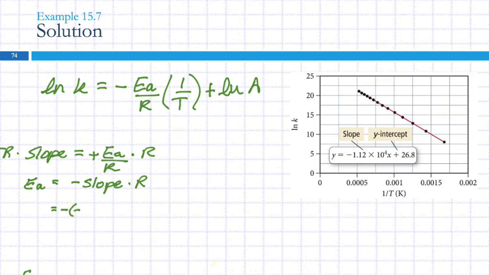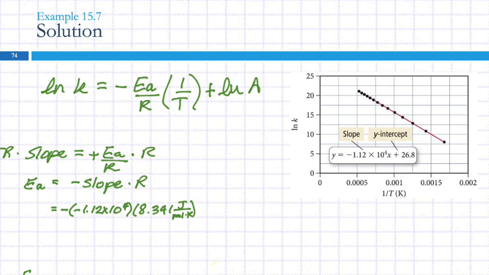You really have to be careful with your negative signs here. There's our slope. The slope itself is negative, but we want the negative of the slope. And we're going to multiply by R, and we're going to use 8.314 joules per mole Kelvin. The units here do work out, but I don't see the point in messing with them.